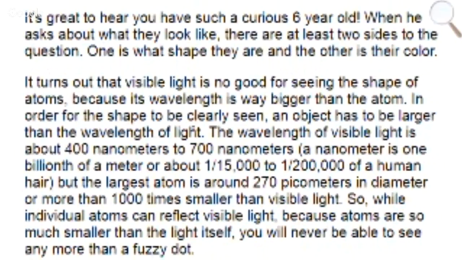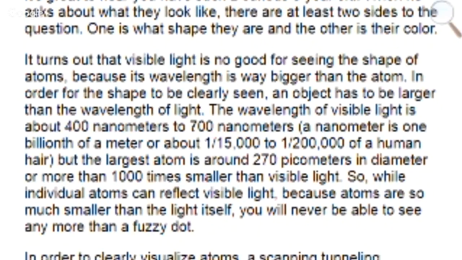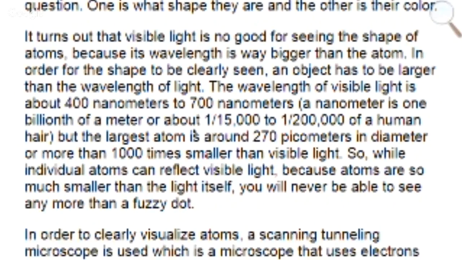It's great to hear such a curious 6-year-old. Rennie asks what they look like. There are at least two sides to the question. One is the shape they are, and the other is their color. It turns out that visible light is no good for seeing the shape of atoms because of the wavelength. So we've sort of gone through that.